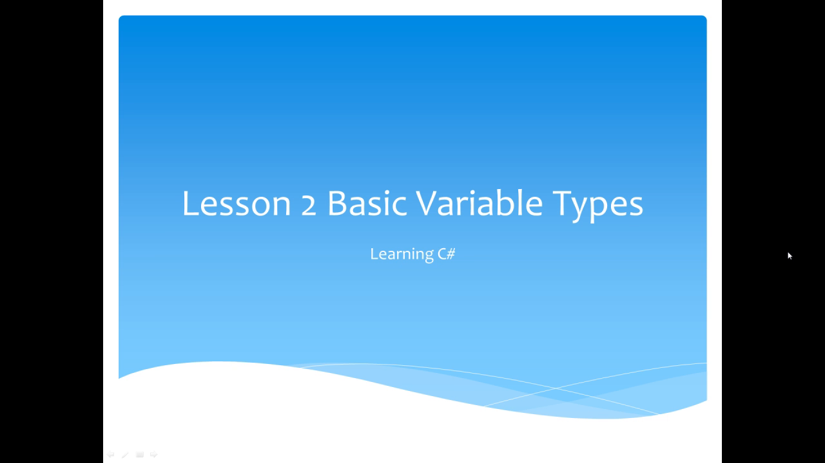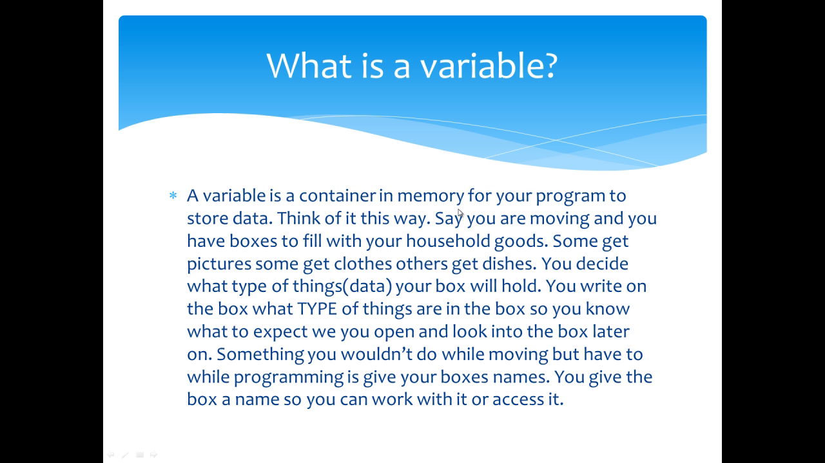Hi there. Welcome to Lesson 2 in the Learning C# video tutorials here. In this lesson, we're going to talk about some basic variable types. First, we'll start off, what is a variable? Basically, a variable is a container in memory for your program to store data.